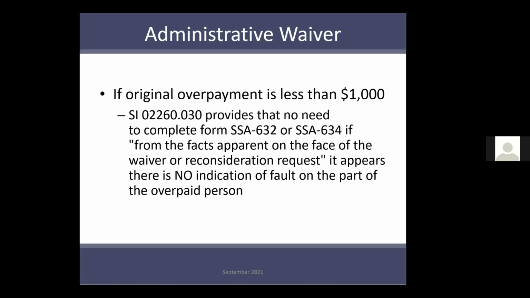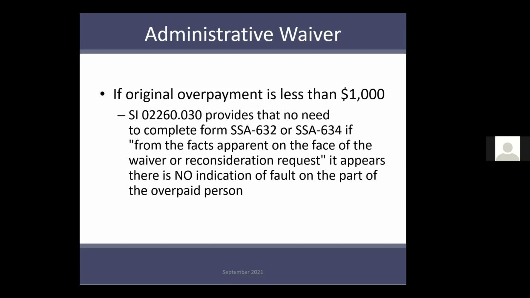But an original overpayment less than $1,000 is the perfect time to use the administrative waiver provision in the POMS. The citation is provided there. The reason it's great to do is because then you don't have to fill out Form 632, which is very, very long. And it's just an easier process. We have a sample letter that we provided in the materials of what we send to the local office when we're requesting administrative waiver. I've seen this come up most frequently when Social Security just erroneously overpays someone.